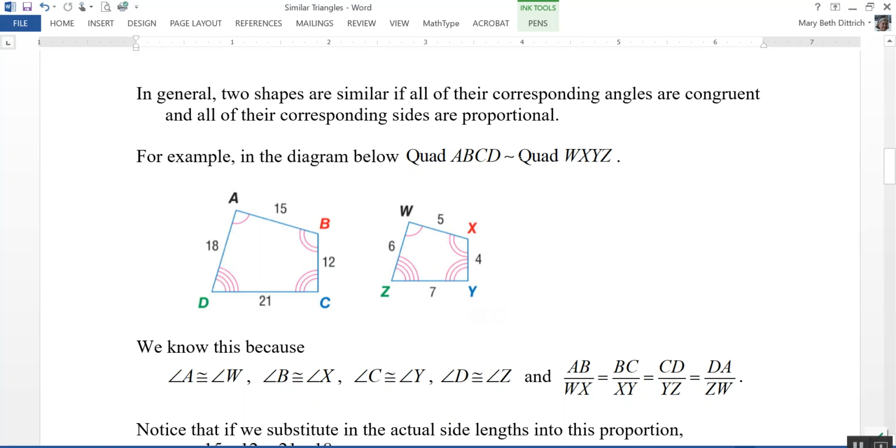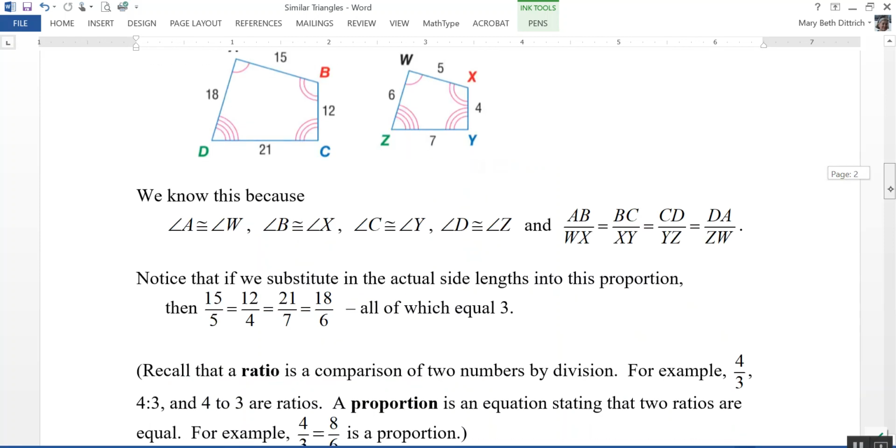We know this is true because angle A is congruent to angle W, angle B is congruent to angle X, angle C is congruent to angle Y, and angle D is congruent to angle Z. And the ratios of their sides are also equal. So the length of AB over the length of WX is equal to the length of BC over the length of XY, which is equal to the length of CD over the length of YZ, which is equal to the length of DA over the length of ZW.